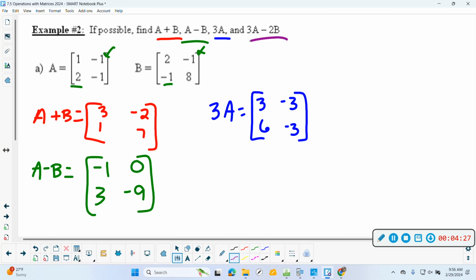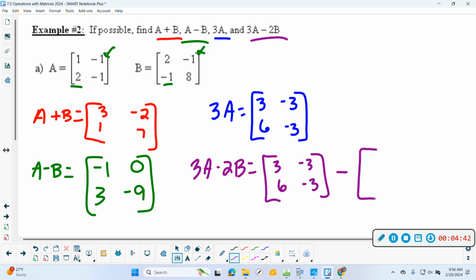All right, purple. I'm going to do the 3a minus 2b. Well, I've already got 3a here. You know I like to be dramatic. So we already did 3a. I'm just stealing it from above. And then we're going to do minus 2b. So remember, order of operations, I'm going to multiply before I do the subtraction. So I'm going to do 2b here. So I'm going to take b, run a 2 through everything, and then I'll subtract them at the end. So b times 2, so I'm going to have 4, -2, -2, 16.